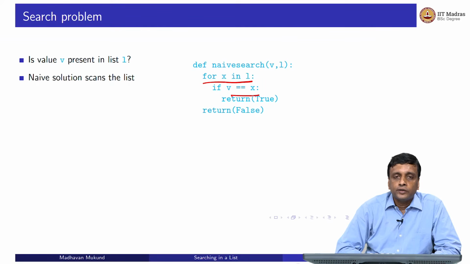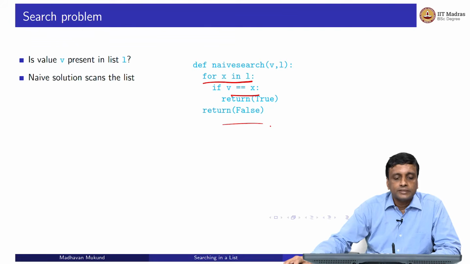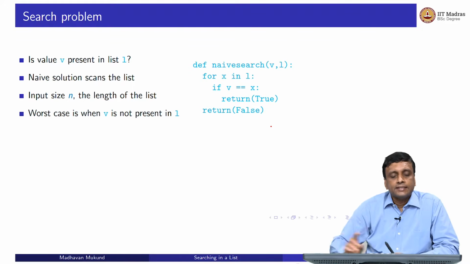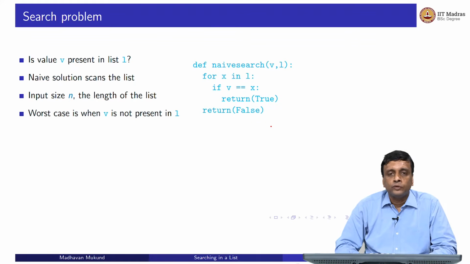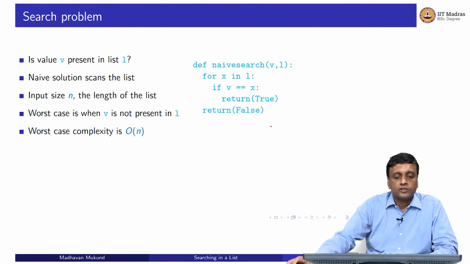If so, you return true. If you have exhausted all the elements in L and not found v, then you return false. So this is a naive solution which scans the entire list. So the input size, as we said, for a list is the length of the list. And in this case, the worst case, as we had discussed before, will happen when the value v is not present in the list, because you will have to go through every element of the list. So x will pass through every element in the list, and each of these x's will not be v, and eventually you will come out of that loop and then return false.